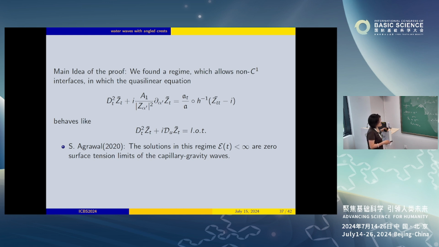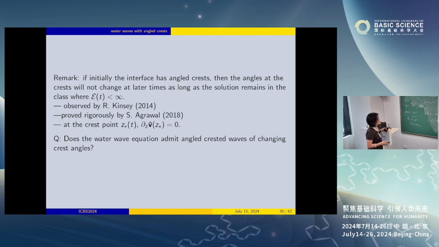Because they definitely still work, okay? And the equation behaves like this. So instead of thinking of this as something becoming 0 times something non-zero, you just think of this whole thing as a derivative, a spatial derivative, okay? So here's a remark. Siddhant Agrawal, my former student, has shown that, in fact, the solution in this class can also be obtained as a zero surface tension limit of capillary gravity waves, okay?